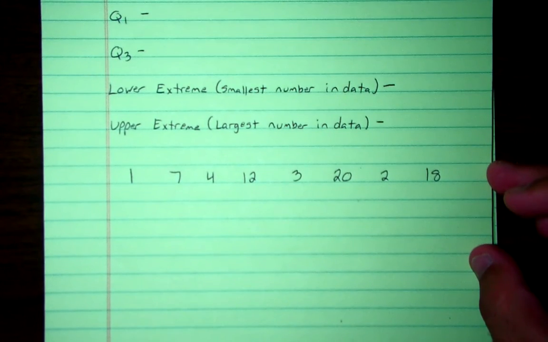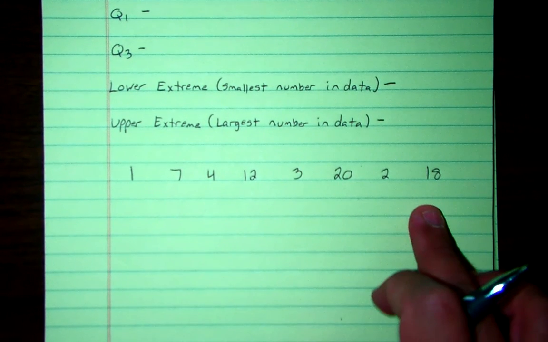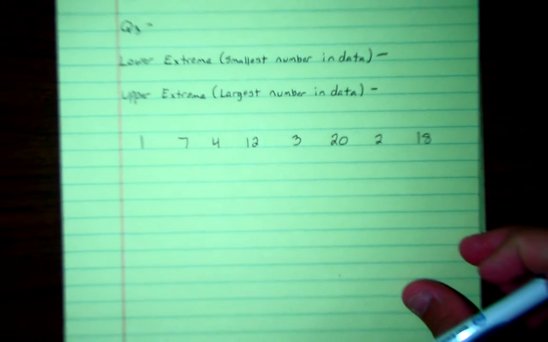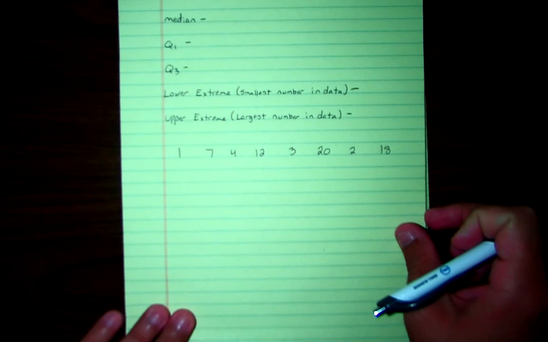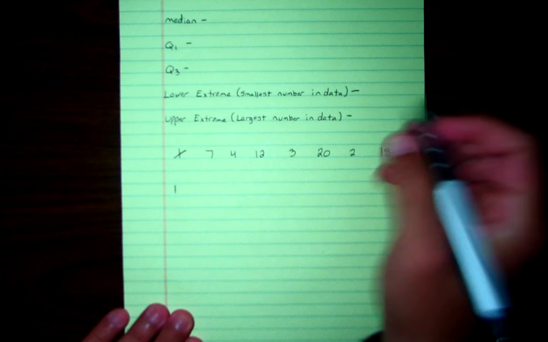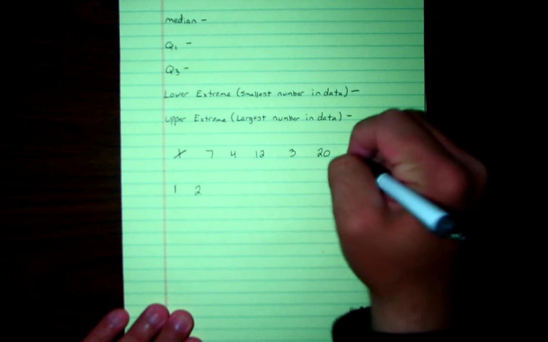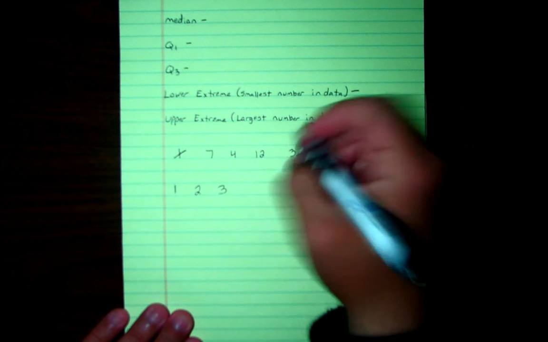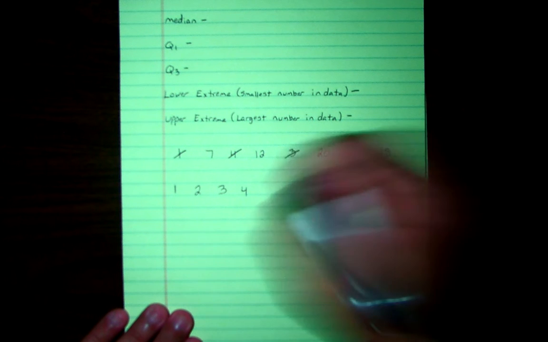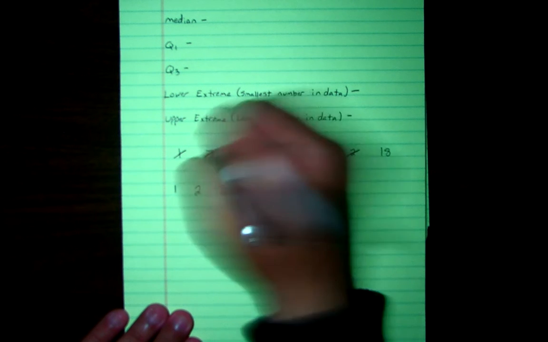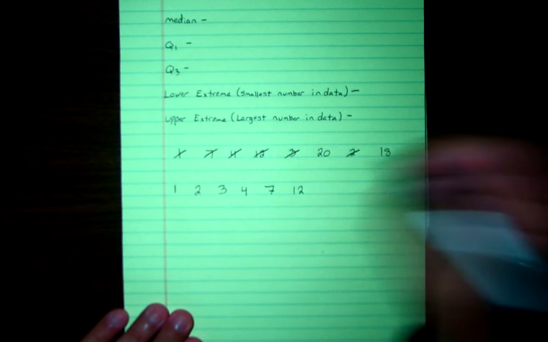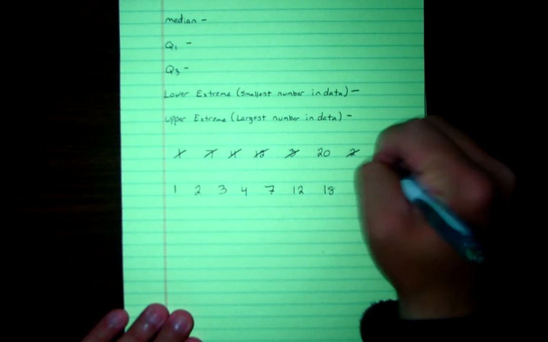So here's our data. It's the same example as my last video. I'm going to start by putting them in order from least to greatest. Zoom this out so we can see a little bit more. So here we go. We got 1, got a 2, got a 3, got a 4, got a 7, we got a 12, got an 18, and a 20.